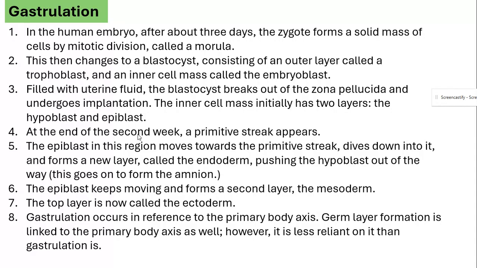Gastrulation occurs in reference to the primary body axis. We just saw axes that were forming, right? Anterior, posterior, dorsal, ventral, and so on. Germ layer formation is linked to the primary body axis as well. However, it is less reliant on it than gastrulation is.